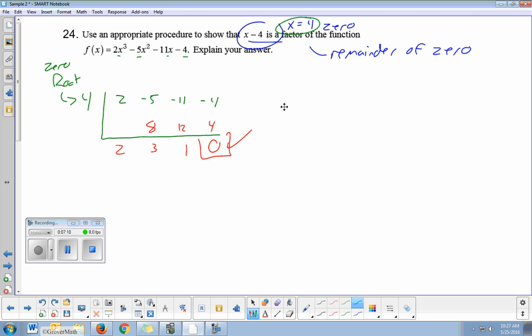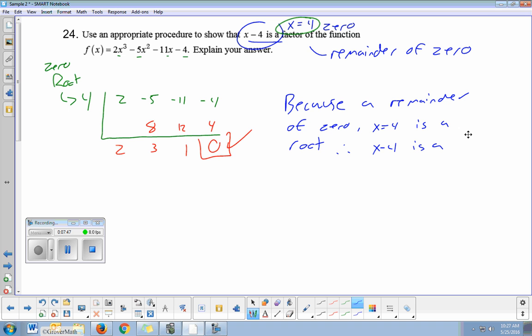So I would say, because a remainder of 0, I mean, I'm doing a terrible job of wording this. Because a remainder of 0, comma, x equals 4 is a root or 0 or x-intercept. Therefore, x minus 4 is a factor.